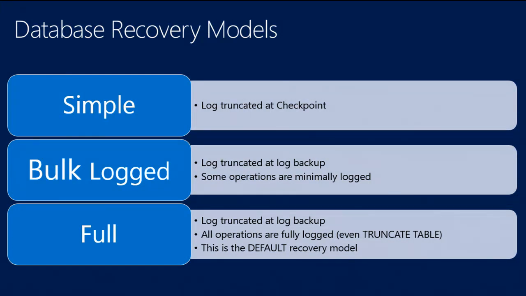So the bets are kind of off if we have long-running transactions, because they won't allow us to truncate regardless of the recovery model. In the bulk logged and the full recovery models, the only way that we'll make our log space available for reuse is if we perform a log backup. So when a checkpoint occurs in bulk logged or full, we're not going to truncate our log. We only truncate the log whenever a log backup occurs.